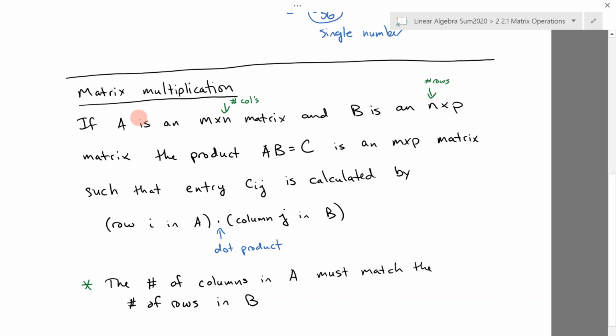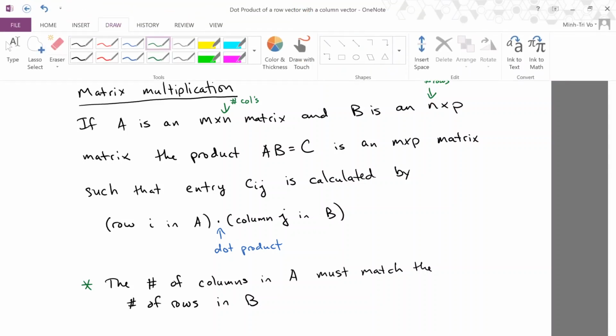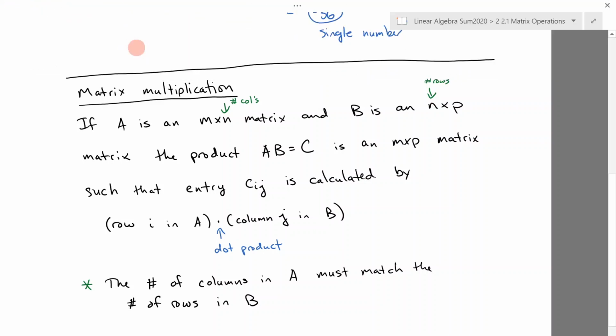So the number of columns for A should match the number of rows for B, and the size of the resulting matrix, m by p: the number of rows for C is the same as the number of rows for A, and the number of columns for C is the same as the number of columns for B.